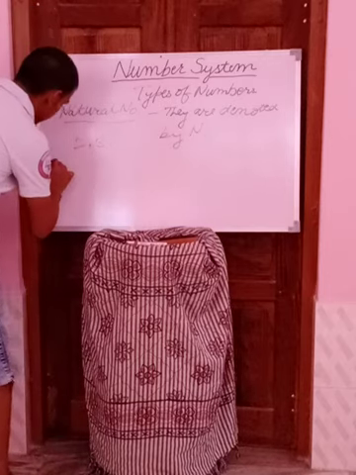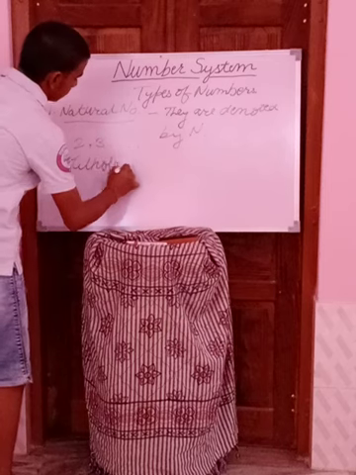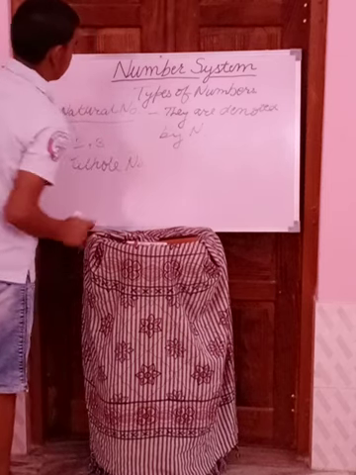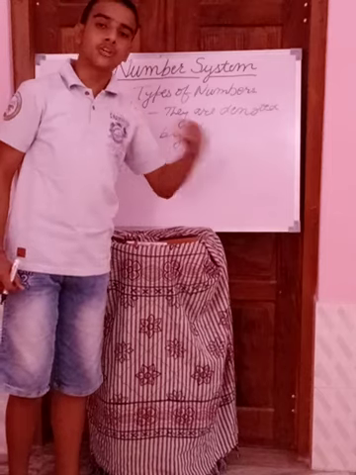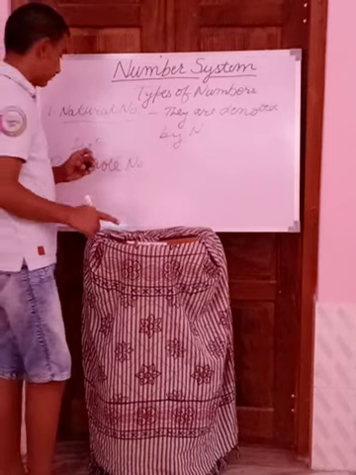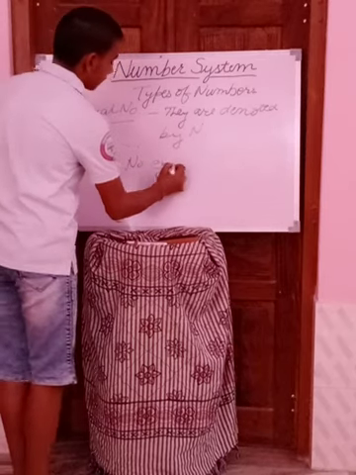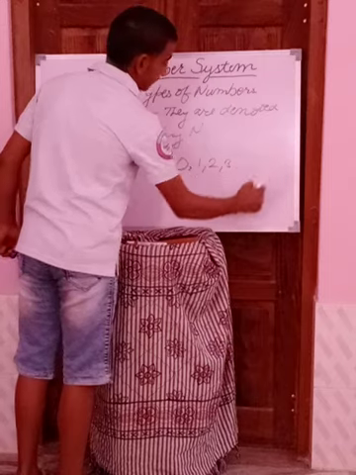Now let's discuss whole numbers. Now what are whole numbers? Whole numbers are those numbers which start from 0 and go to infinity. They are denoted by W. Like for example, they start from 0 and go to infinity.